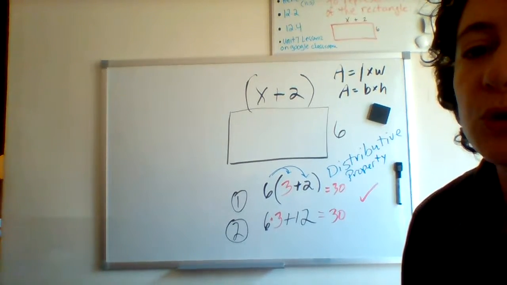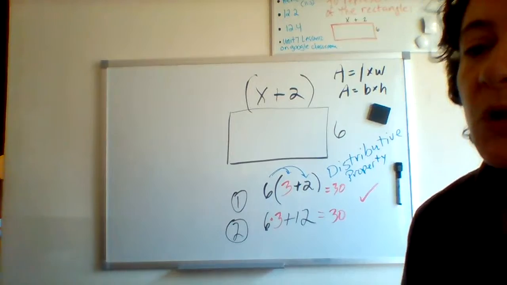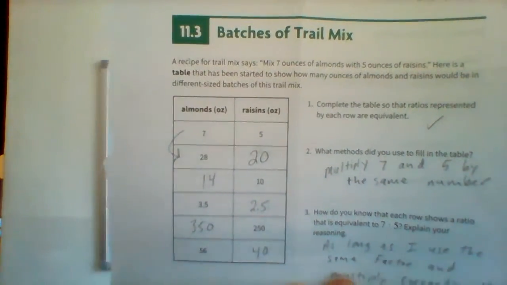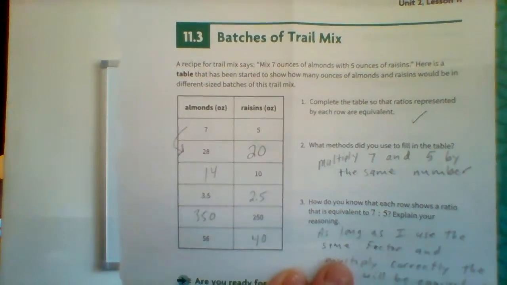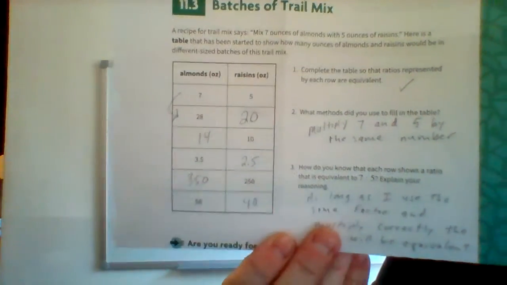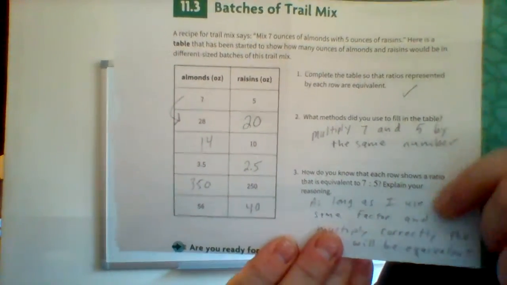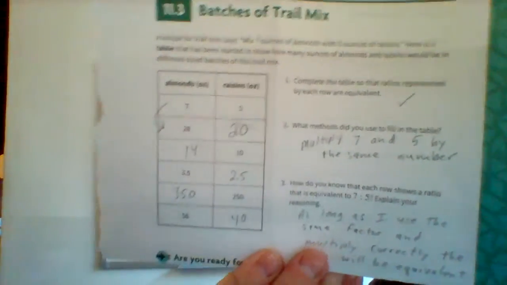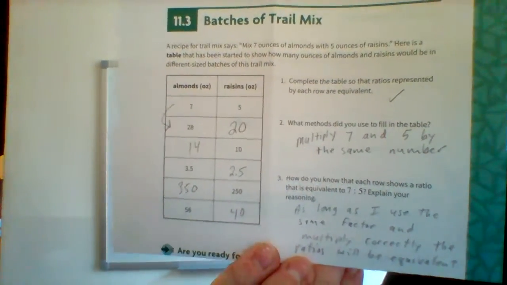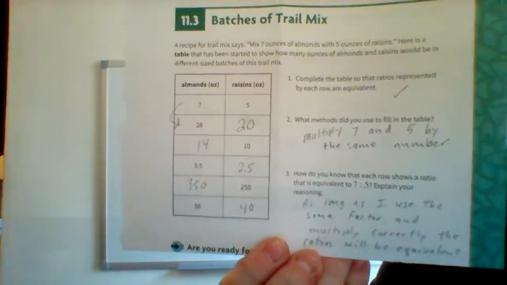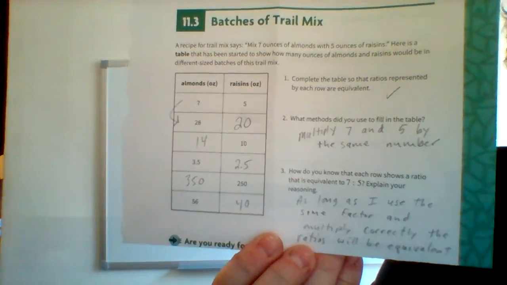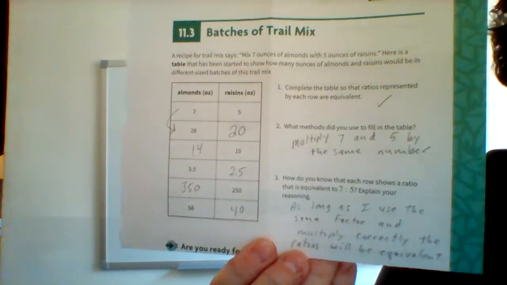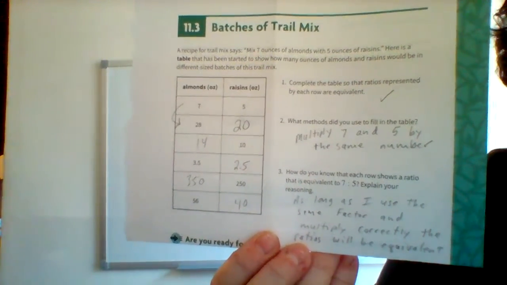Hopefully you tell me to multiply by 4. 7 times 4 is 28. And then 5 times 4 is 20. The other class had a couple of questions right here. I don't think that they were sure in how to word it. But basically in number 2, they're looking for you to describe what you did in order to fill out the table. So you could put it in your own words.